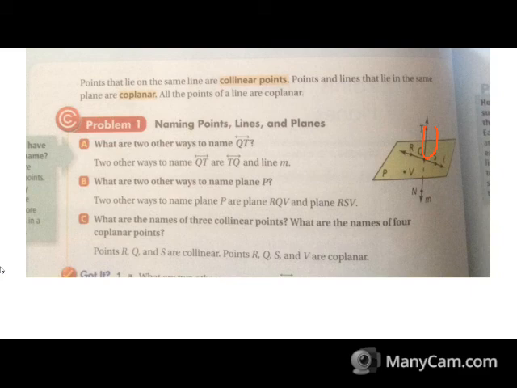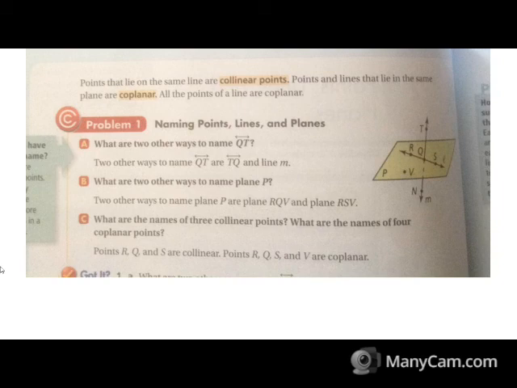What are 2 ways to name plane P? Now, you can name plane P using any points that are in the plane. So, like plane RVQ, right here, or RSV. All right, so let me erase these so it's a little clearer for you.